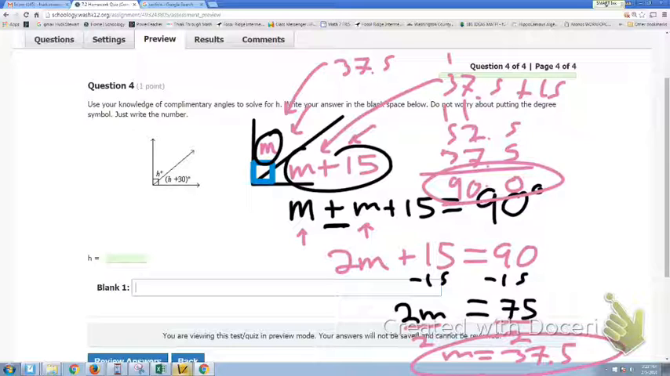So you'll want to do the same thing to this over here. Hopefully this is helpful. If you got stuck on complementary and supplementary angles after this quiz, you should be experts with them both.